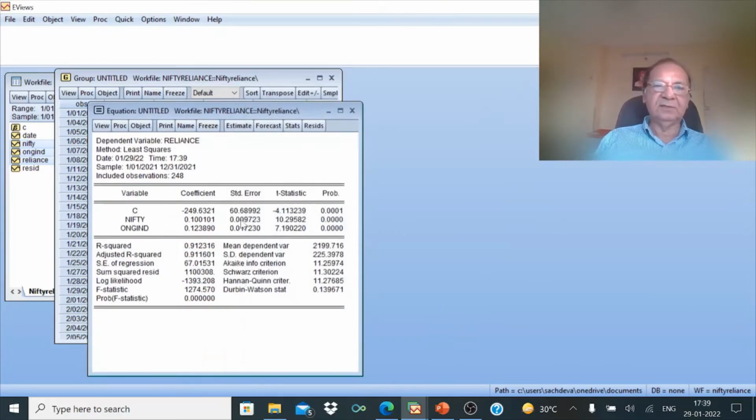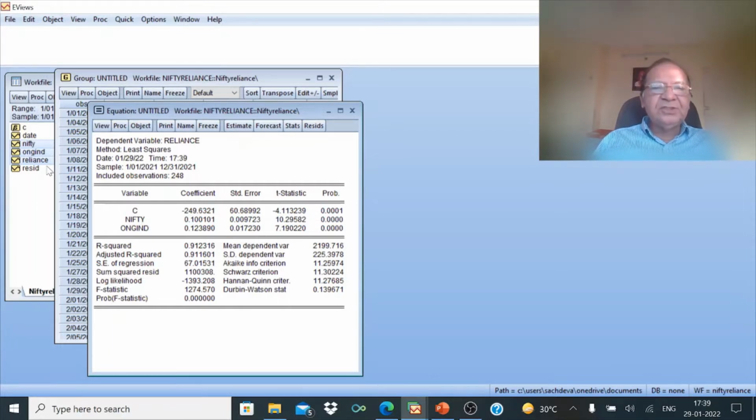Now this is our equation. So here C is the constant, standard error is given, then T stat is given, probability is given. For Nifty, the coefficient is 0.1000, and then standard error, T stat and probability are given. ONGIND 0.123890, 0.17230. So this is the standard error, T stat.